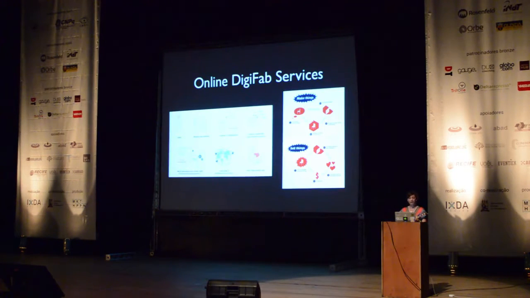Another way in which we can now have access to these kinds of machines is through online digital fabrication services such as Shapeways and Ponoko. These are basically online factories, and the way they work is you go on one of these websites, you submit a CAD design, a model for whatever you want to have laser cut or 3D printed, they do it in one of their facilities and then send it to you in the mail.